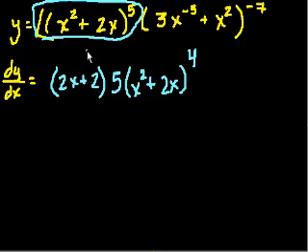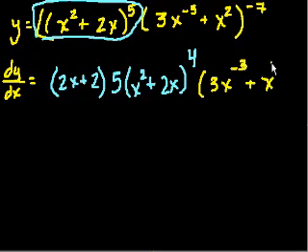And then the product rule says we take the derivative of the first term and just multiply it by the second term. So the second term is just 3x to the minus 3 plus x squared, and all of that to the minus 7. So we did that. And then to that, we add plus the derivative of this second term times this first term. So we're going to use the chain rule again.